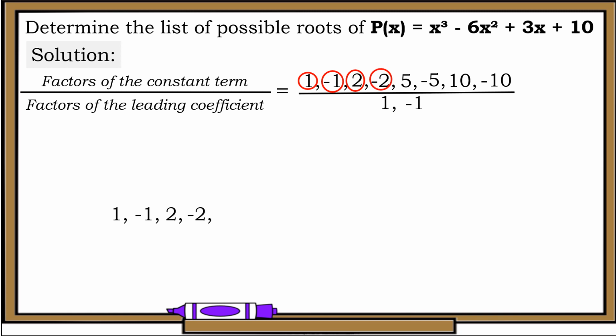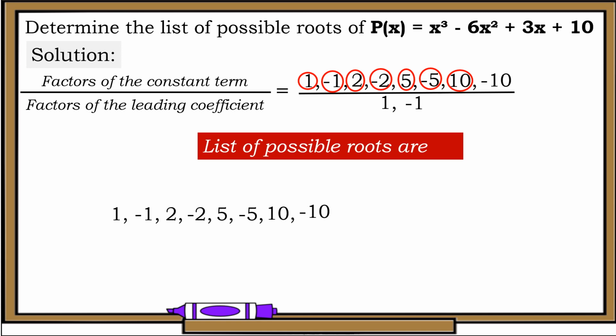Ganun din, pag dinivide mo siya sa negative, pag yung negative 2 dinivide mo sa 1 at sa negative 1, hindi na kailangang ulitin pa yung numbers. Then we have 5 divided by 1 is 5. 5 divided by negative 1 is negative 5. So if you will divide also negative 5 by 1 and negative 1, we will also get 5 and negative 5. Then we have 10 divided by 1 is 10. 10 divided by negative 1 is negative 10. So, yung last na factors, yung negative 10, pag dinivide mo sa 1, negative 10. And negative 10 divided by negative 1 is positive 10.